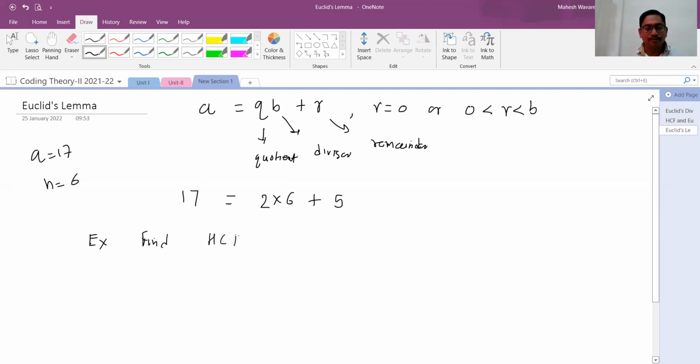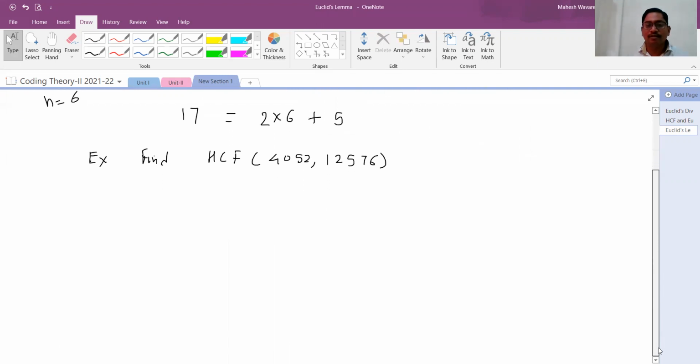We need to find the highest common factor of two numbers, 4052 and 12576. What is the definition of highest common factor? If the highest common factor of two numbers a and b is d, it should be a common factor of those two numbers, and there should not be a larger common factor among all the common factors of a and b. So it should be a common factor, and among the common factors, it should be the highest one.